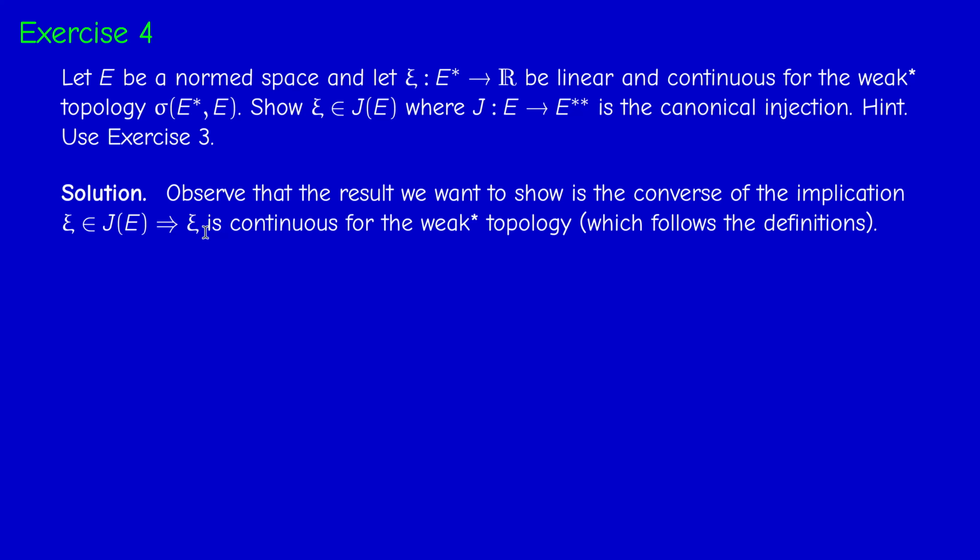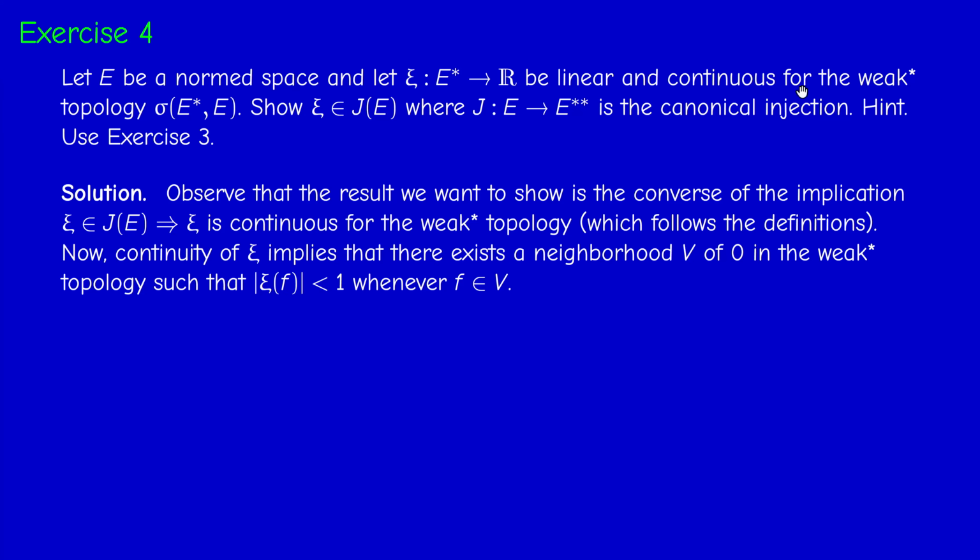We have to prove that if Xi is continuous for the weak star topology, being linear, of course, then Xi must belong to the image of J, of the canonical injection. This is not difficult actually, because we just go back to the definition of continuity as we did before. So we just consider the continuity at 0. What does it mean to say that Xi is continuous at 0? Xi being linear, it means that for every neighborhood of Xi of 0, we can find a neighborhood V of 0, as we did before, whose image under Xi is contained in this.